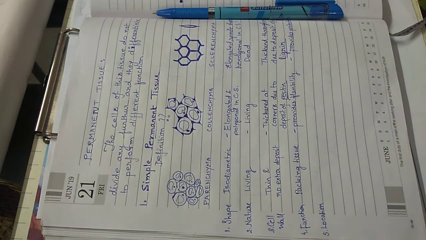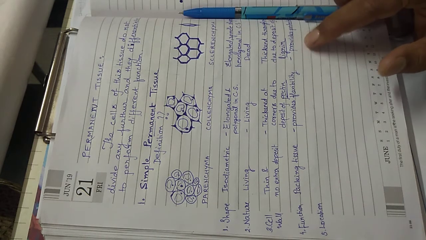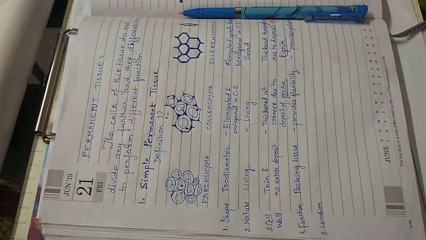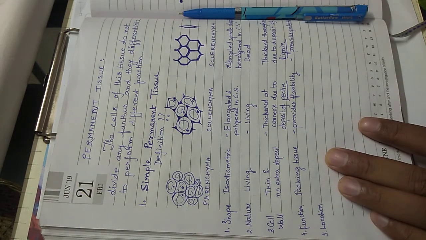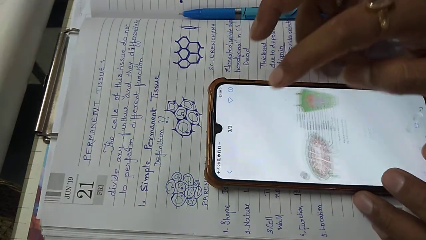Sclerenchyma provides protection. Like you find sclerenchyma in the coconut husk, then the outer covering of nuts and all. So all those are made up of sclerenchyma. So where they are basically located, to know the location, let us have a look at this diagram. This diagram is there in your book.